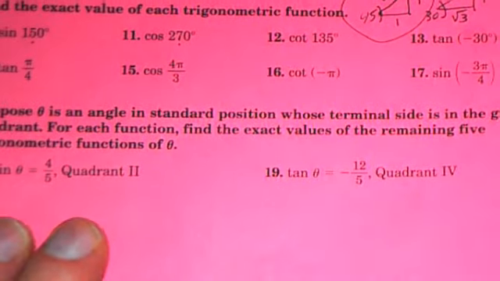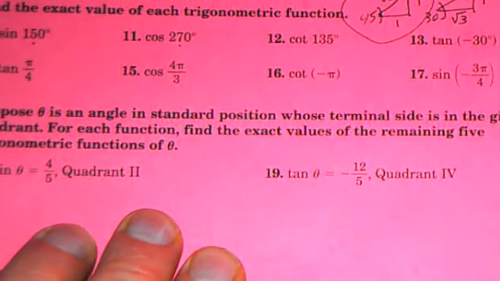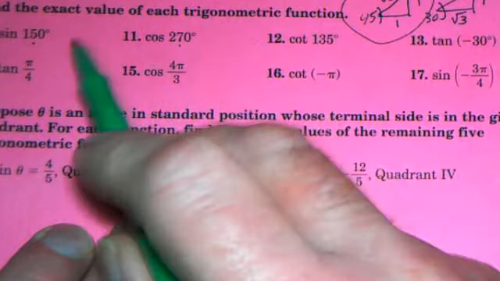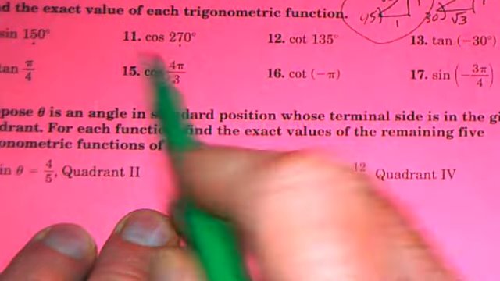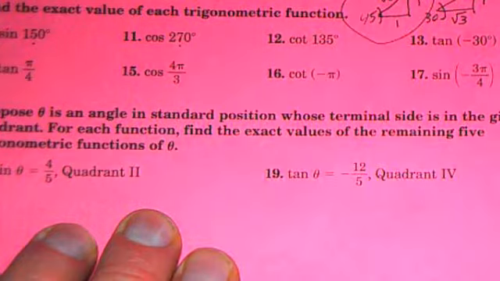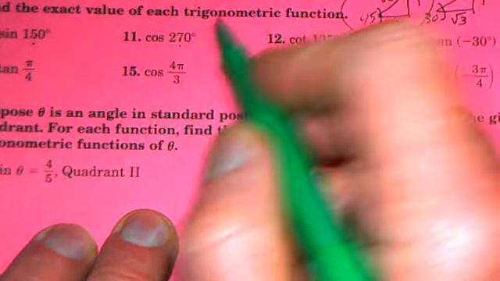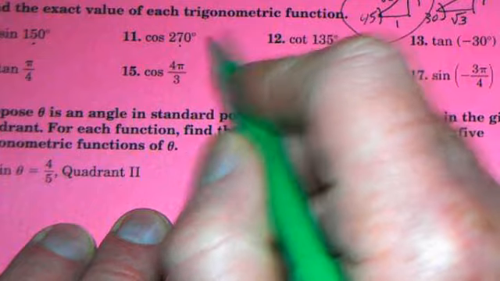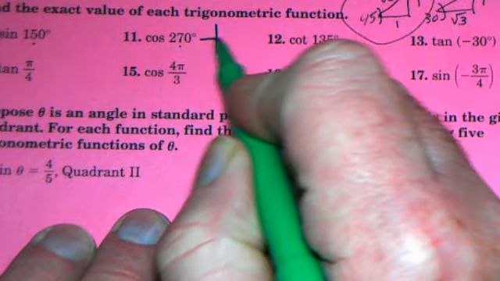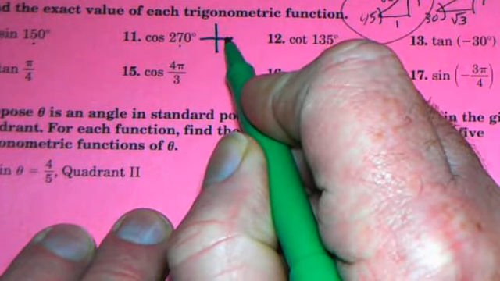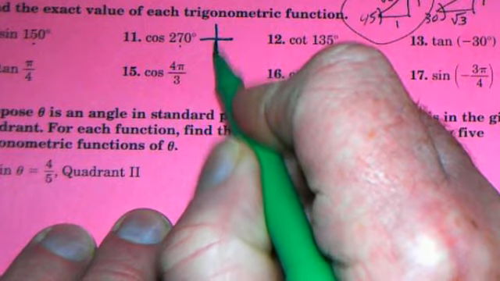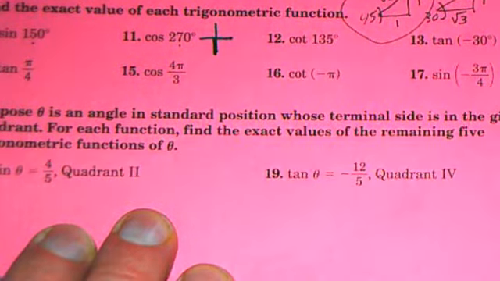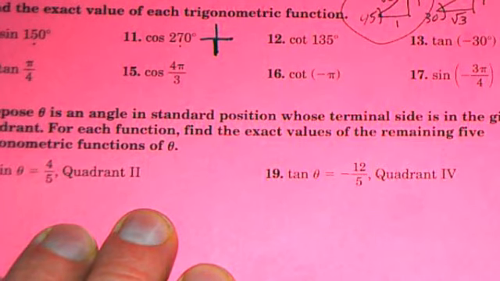Let's look at, say, number 11 down here in this section. We want to find the exact value, which means ratio, of cosine of 270. So we have to think about where a 270 degree angle is. It's positive, so we're counting by 90s. 90, 180, 270 is actually straight up and down along the negative x-axis.